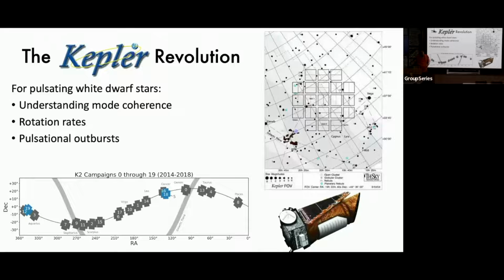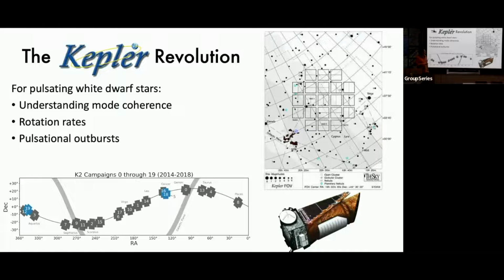So I'm going to describe how we've accomplished these 3 main results using the Kepler and the K2 data: improving our understanding of why certain pulsation modes seem incredibly coherent, while other pulsation modes, even in the same stars, can be very incoherent; how we measure rotation rates using pulsation properties; and a new phenomenon that I discovered as part of my PhD thesis about pulsation-related outbursts. I'll describe what that means.